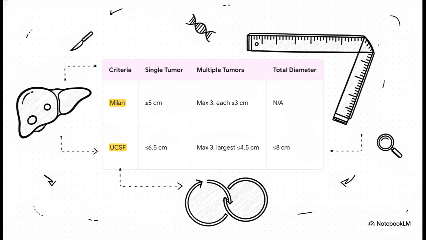This has really strict criteria to make sure we get the best outcomes. The classic Milan criteria, for example, allow for a single tumor up to 5 centimeters or up to 3 tumors as long as each one is no larger than 3 centimeters. The UCSF criteria are a little more expanded. Our patient, with a single 4-centimeter lesion, fits comfortably within both of those.